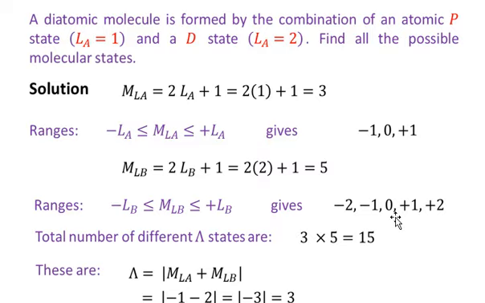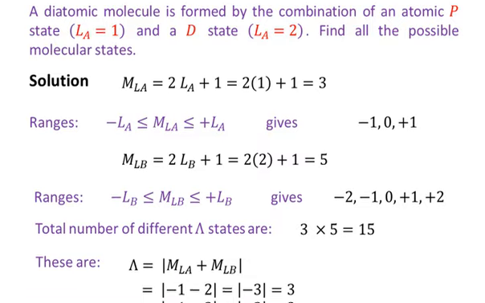So how many projections will be there? The values of capital lambda, that is the total number of projections, will be 3 times 5, which is equal to 15. So it means that 15 molecular states will be possible. Let's try to write down these 15 molecular states.